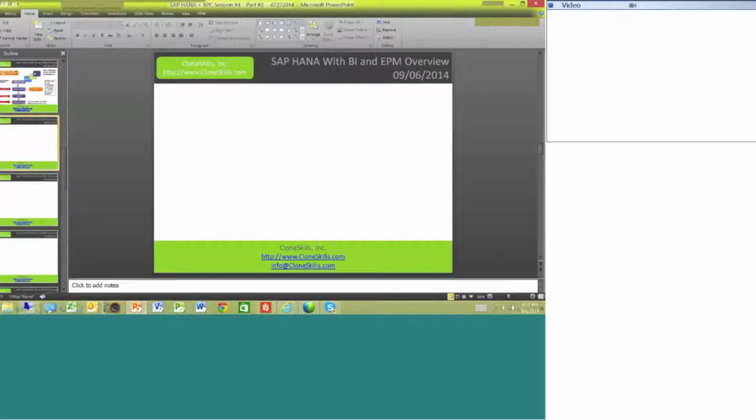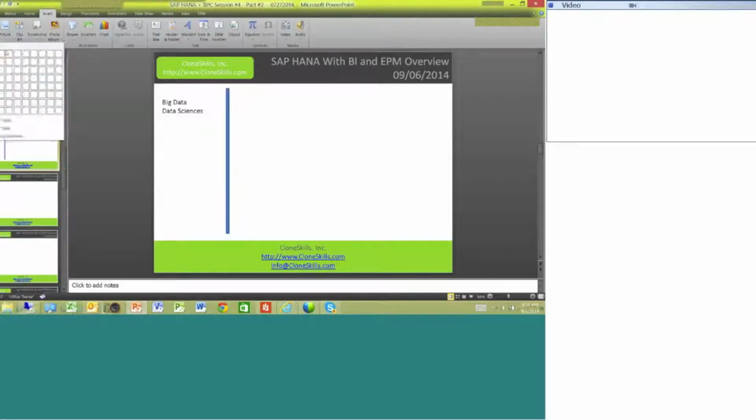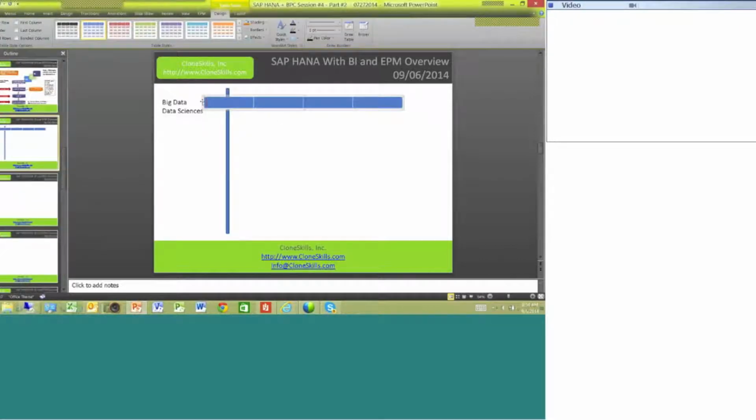So what we are trying to understand is what big data is, what data sciences is, and what that means to us. Like I said, most of the people in the class know about it. So let's take a traditional way of looking at it. We create a table and store data. For example, in a traditional transactional system, let's say I have a customer table.